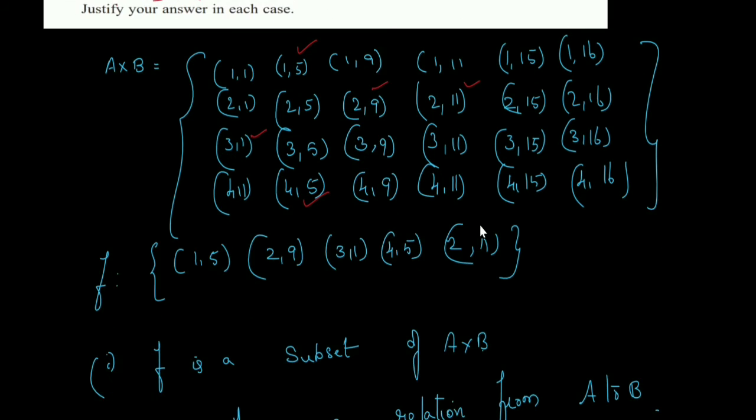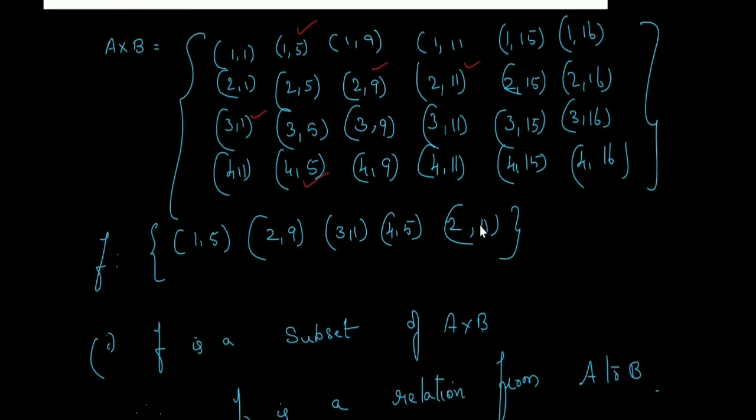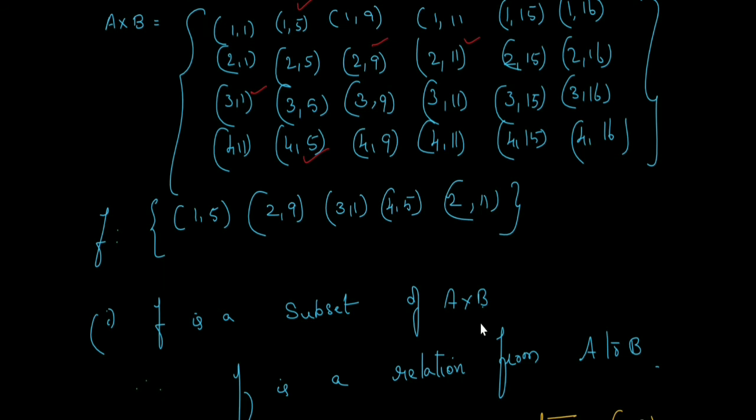That means F is a relation from A to B. Why? Because F is a subset of A cross B. So F is a relation from A to B.